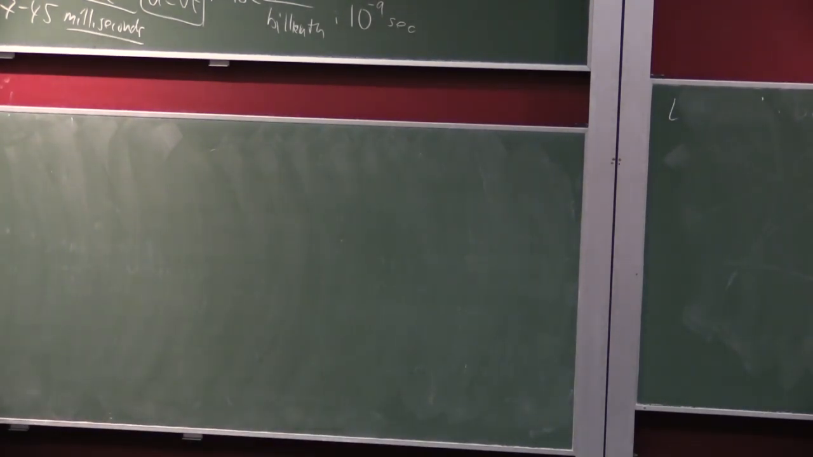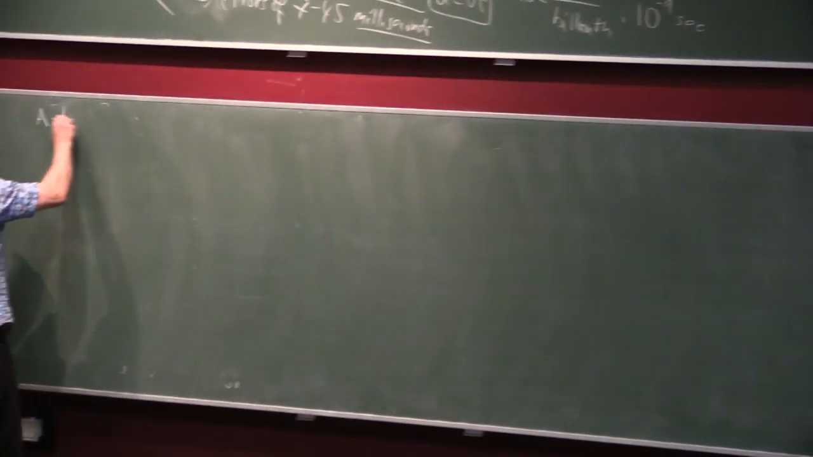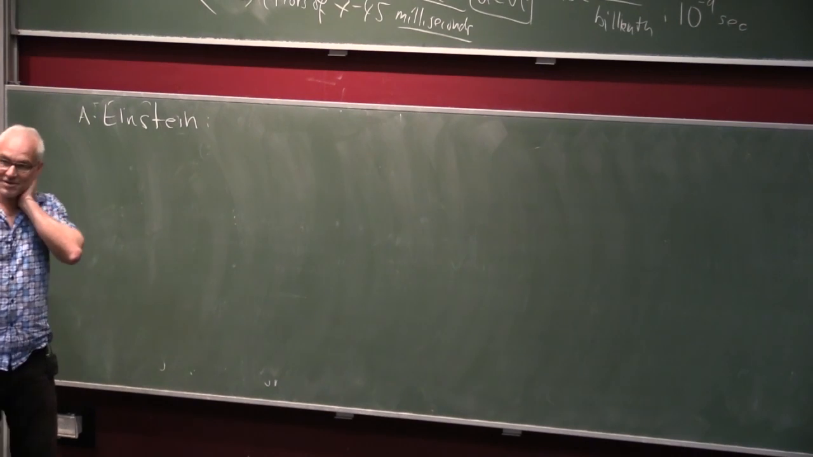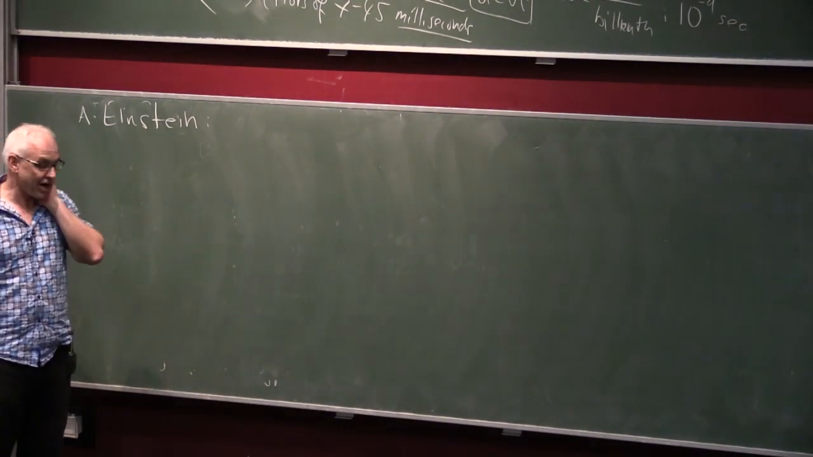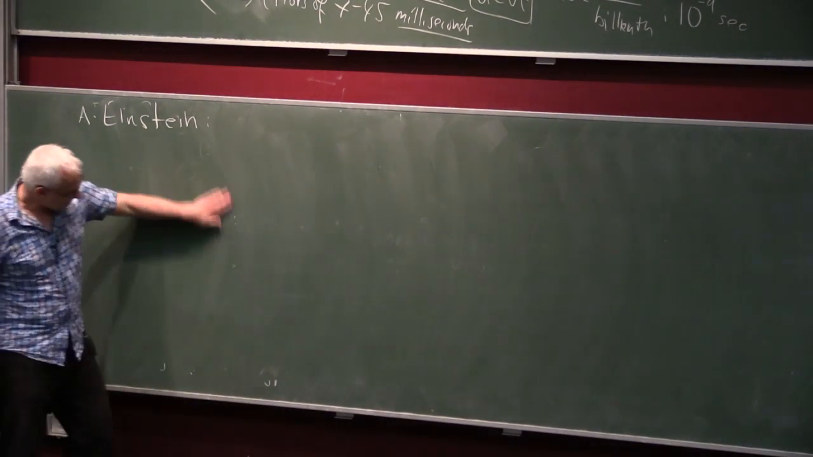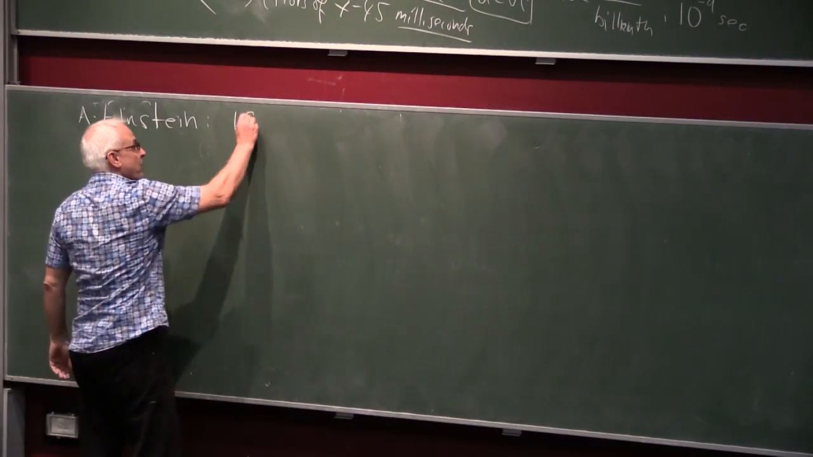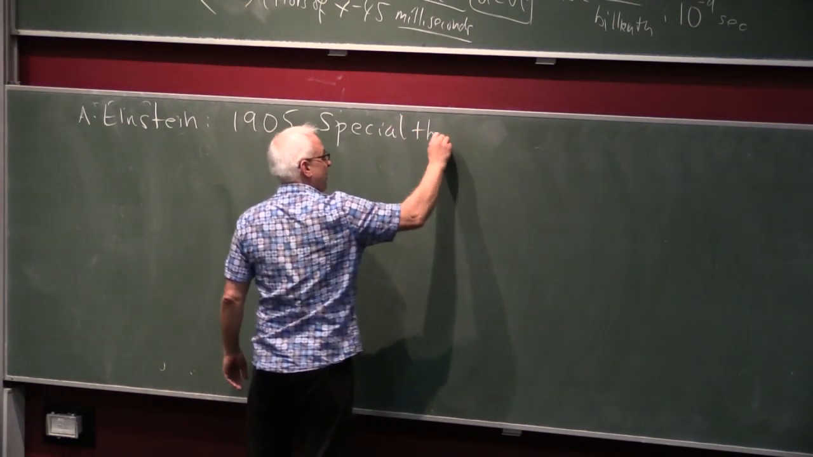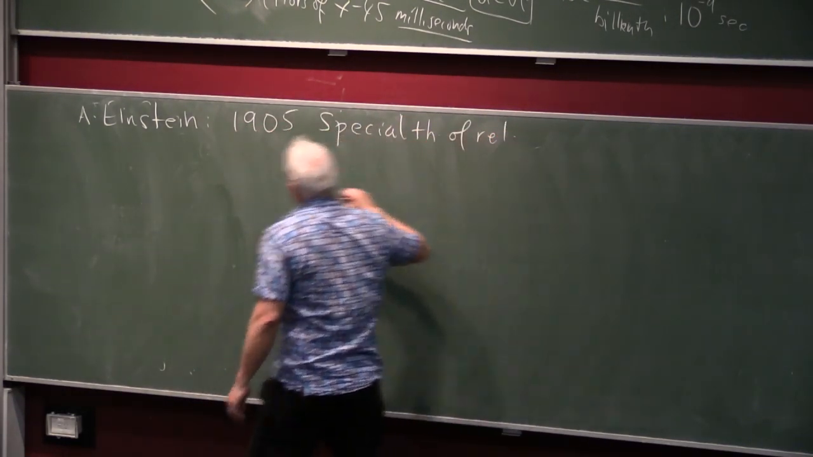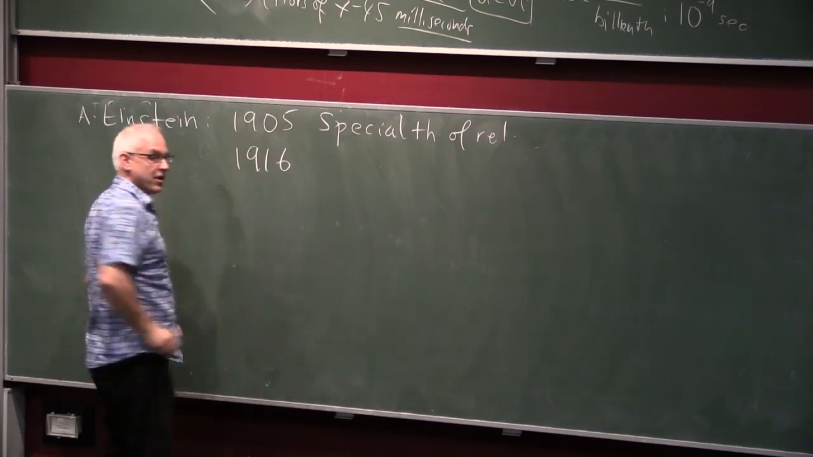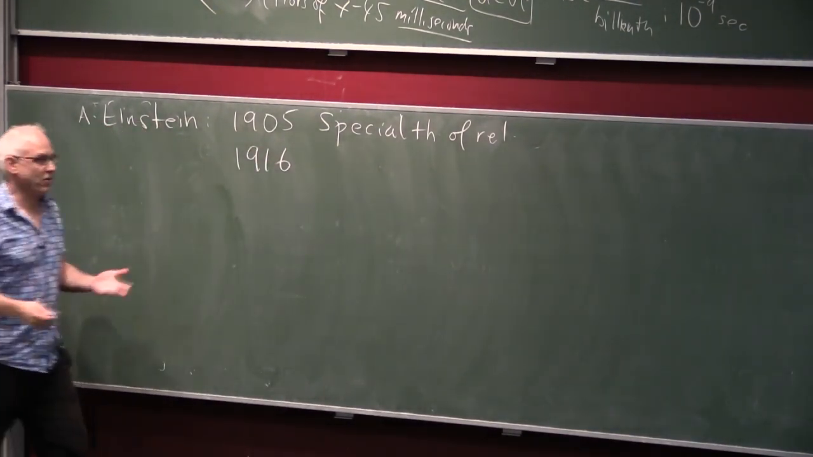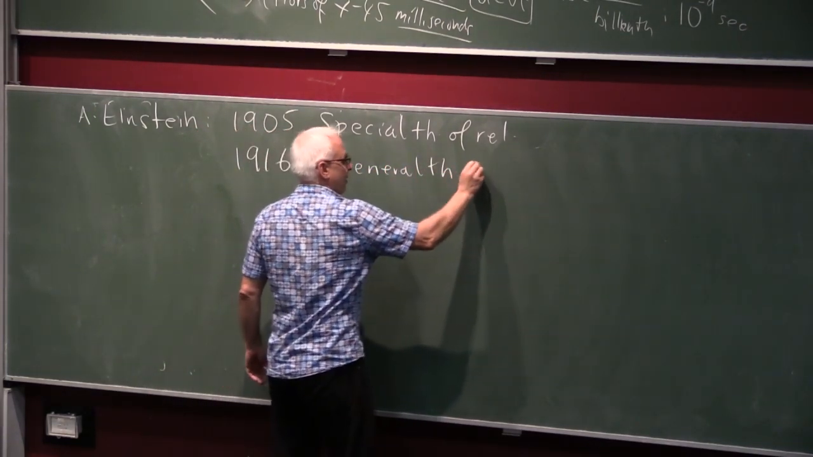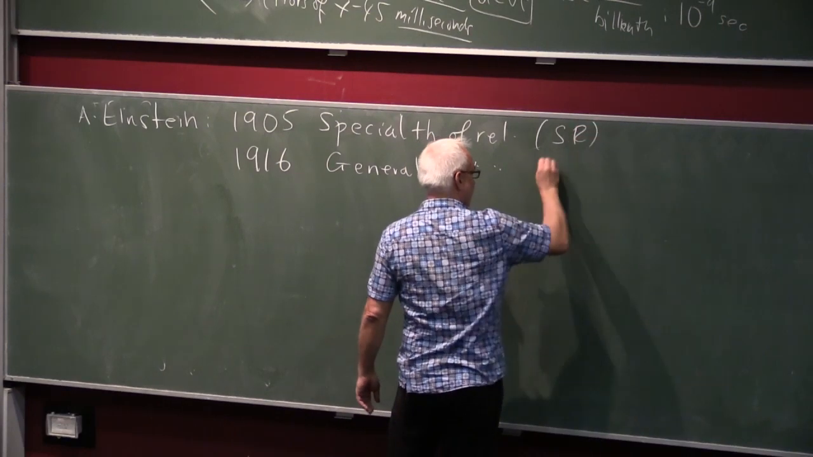All right, so let's talk about Albert Einstein, the dominant scientist of modern times, and the two remarkable theories that he developed. In 1905, the special theory of relativity. And then he fought hard for another 10 years and came up with the general theory of relativity. So sometimes just special relativity, general relativity.